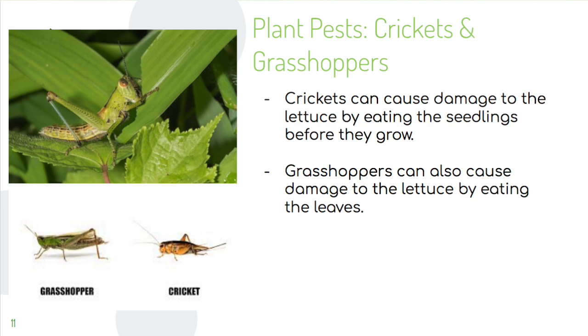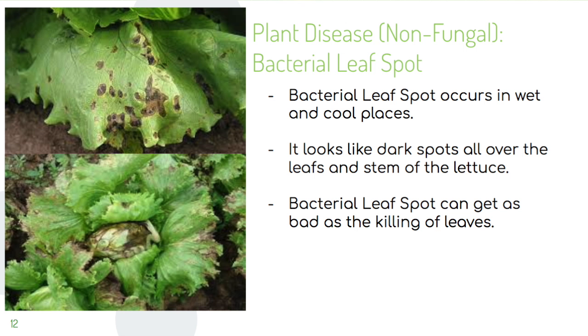Crickets can cause damage to most of the plants on the field by eating the seedlings. Grasshoppers can cause damage by eating the lettuce leaves. Plant disease. Bacterial leaf spot can occur in wet and cool conditions as long as water is present. This can cause discoloration, or in extreme cases, it can kill the leaves.